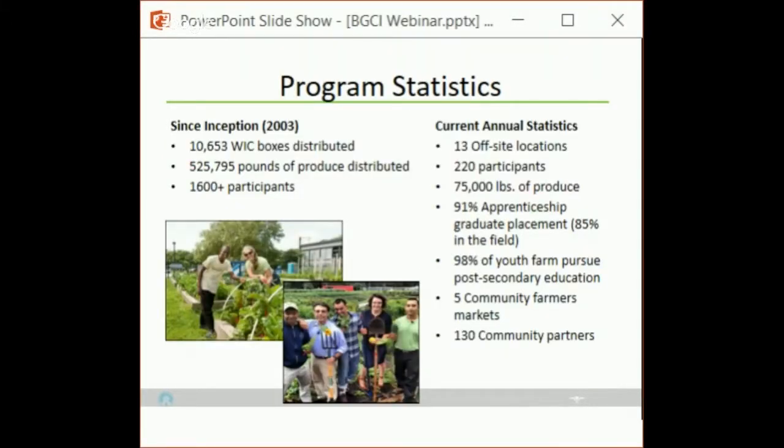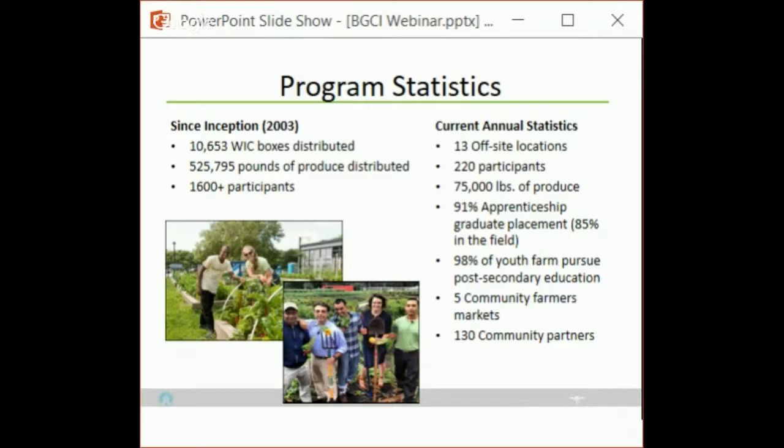To give you a sense of the scale and development of the program over time, I have just a few stats to share. Since the inception in 2003, we've distributed over 10,000 produce boxes through the Women, Infants, and Children's Nutrition Program. That's a federal food nutrition program. We've grown over 500,000 pounds of produce and served over 1,600 individuals. Currently, we produce approximately 75,000 pounds of produce and serve over 220 participants annually.